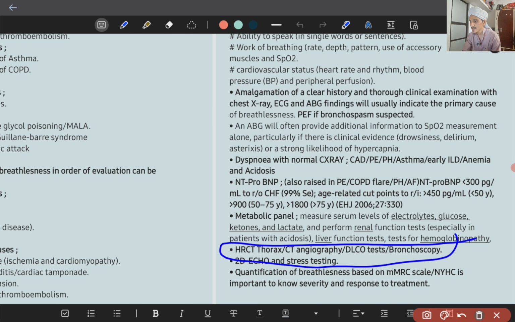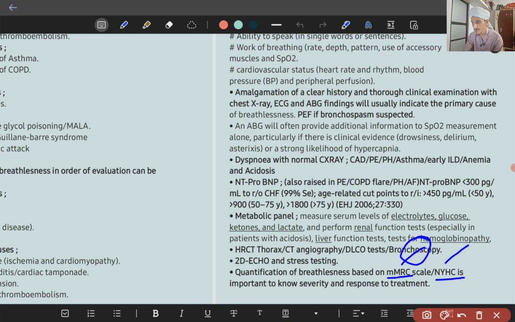So for any person with chronic breathlessness coming to you, you can quantify the breathlessness based on the MMRC scale or the New York Heart Association classification. Modified Medical Research Council scale, MMRC scale, and NYHA scale. This one is used for pulmonary cause and this one is used for cardiac cause. Basically, these are used for chronic causes of breathlessness.